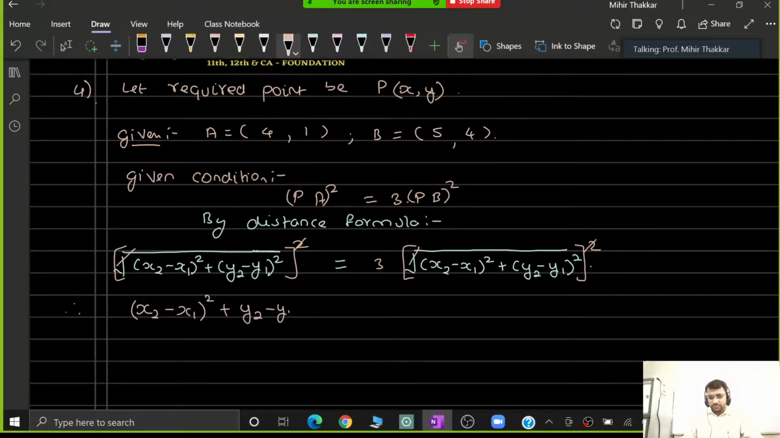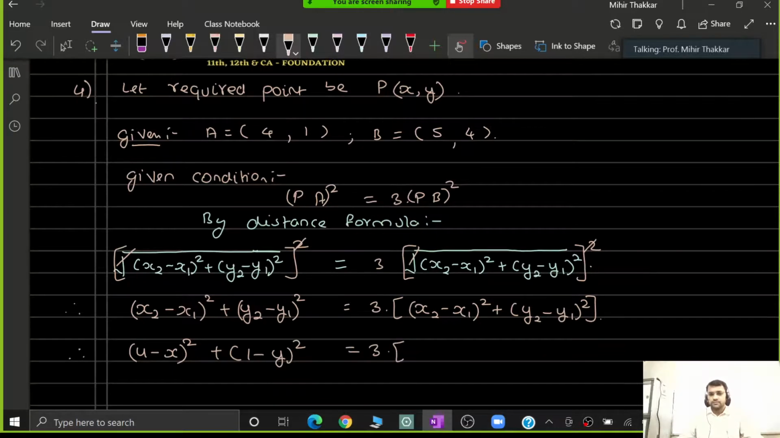plus y2 minus y1 the whole square. So substitute the values over here carefully now. It will become (4 minus x) the whole square plus (1 minus y) the whole square, and (5 minus x) the whole square plus (4 minus y) the whole square.